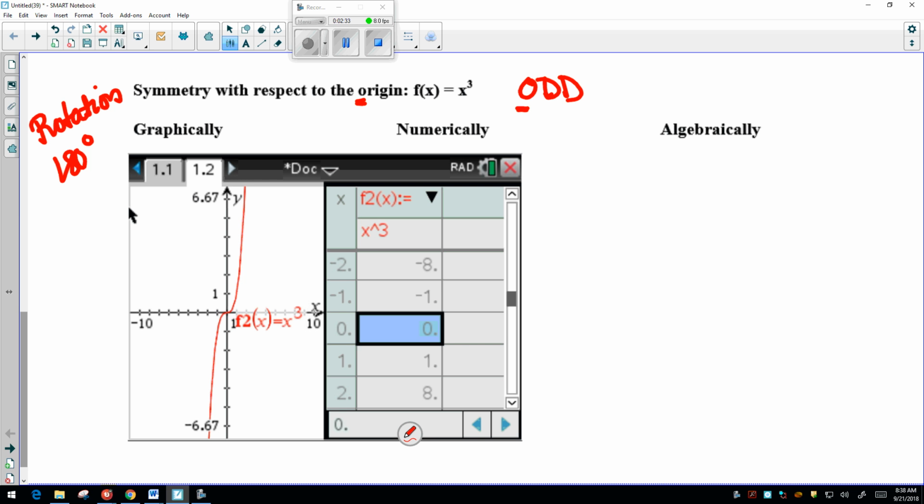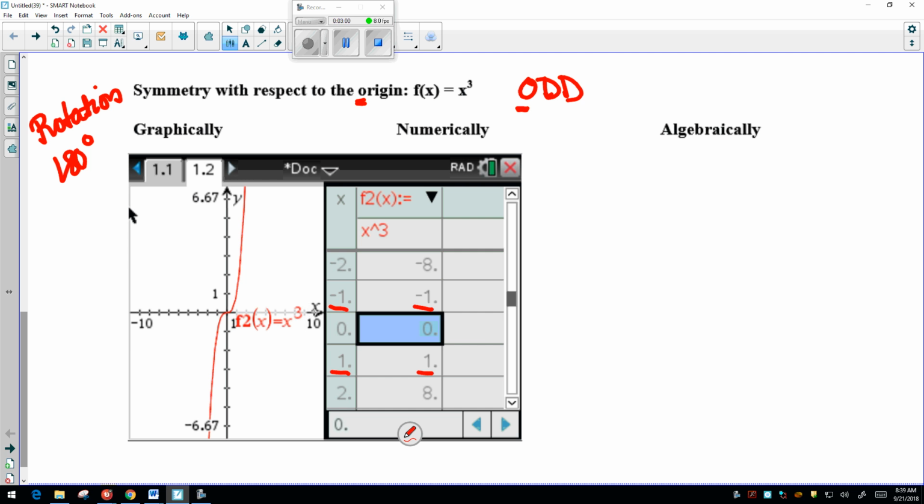Numerically speaking, if you take a look, when I plug in a positive number, I get out an answer. When I plug in that same number but I negate it, I get out the same answer but negative. Okay, so take a look. I plug in a positive 2, I get out a positive 8. Now I plug in that positive 2, except for this time I make it negative. And what do I get out? A negative 8.